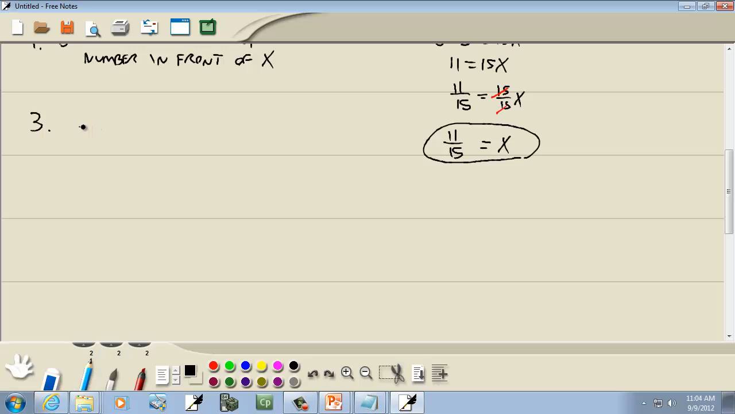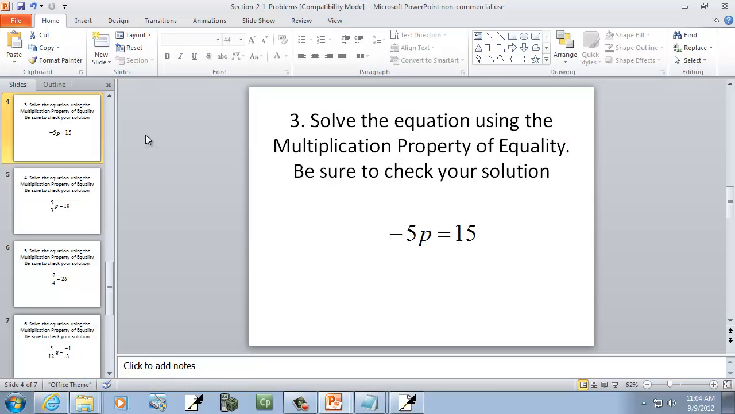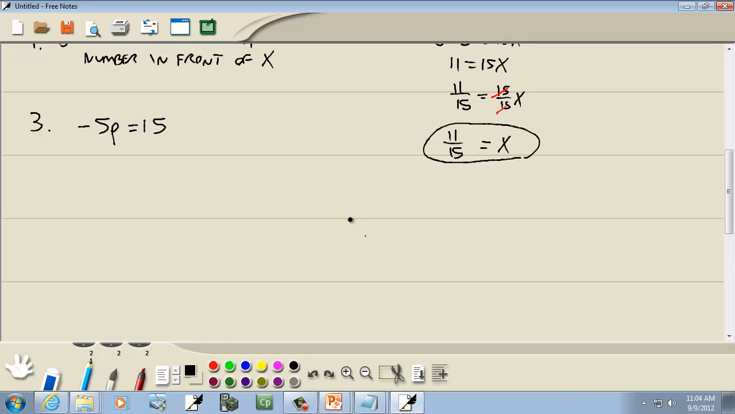We got negative 5p is equal to 15. That says check your solution. I'm going to check my solution on this one just to show what they mean by that. But for the most part, you don't see me check it very much in these videos.